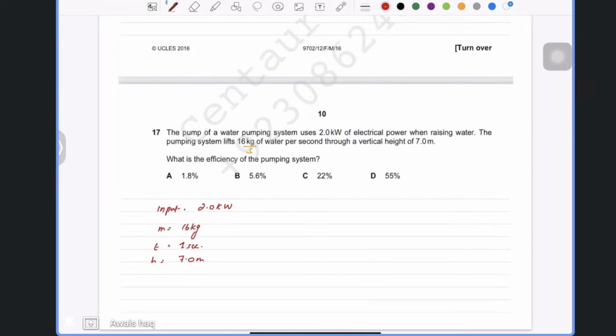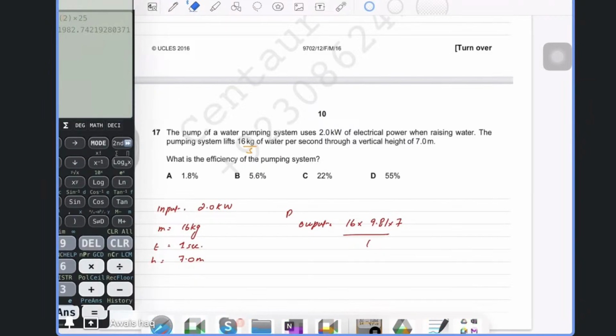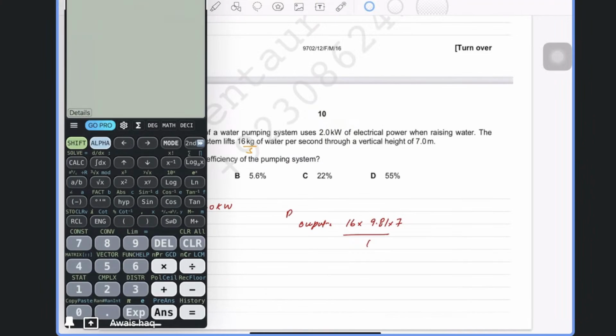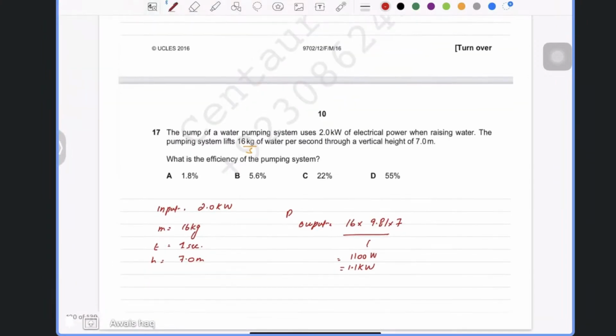What is the efficiency? The output is going into gravitational potential energy, so we use mgh: 16 times 9.81 times 7, and then power output will be divided by 1 second. So 16 times 9.81 times 7 divided by 1 would be about 1100 watt, which is 1.1 kilowatts. Then for the percentage efficiency, divide 1.1 by 2, multiplied by 100%. It should be around 55%. So that should be the answer. All right, is it clear?